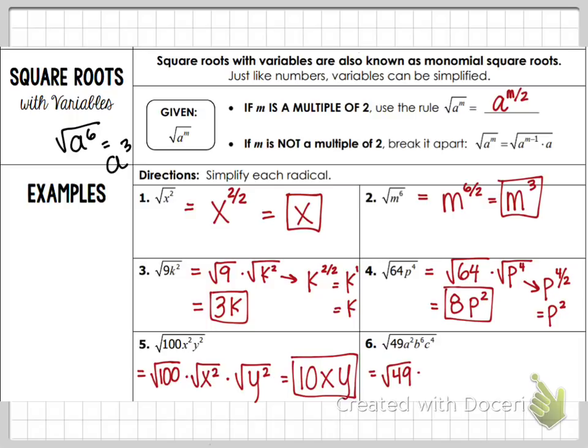Okay, the square root of 49 times the square root of a squared, b to the 6th, c to the 4th. The square root of 49 is 7. For the square root of a squared, again, we divide that number by 2. 2 divided by 2 is 1. 6 divided by 2 is 3. And then 4 divided by 2 is 2. So that's our answer.